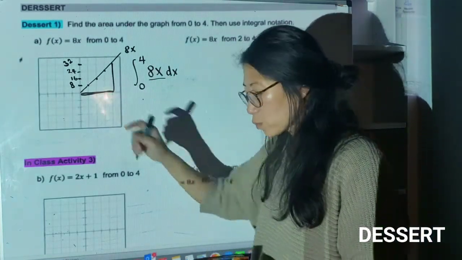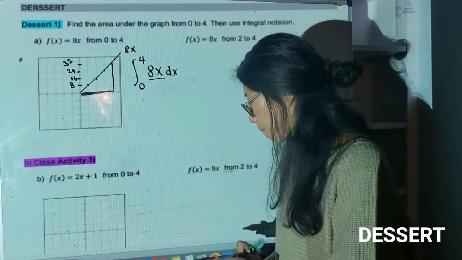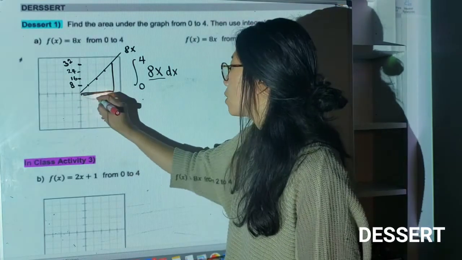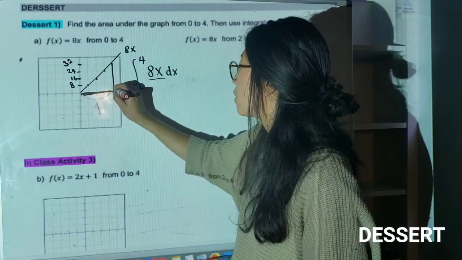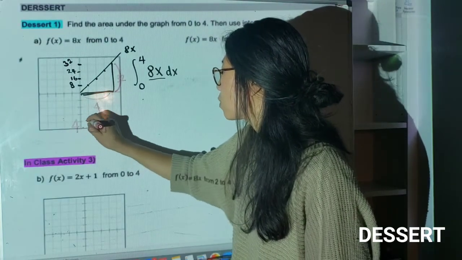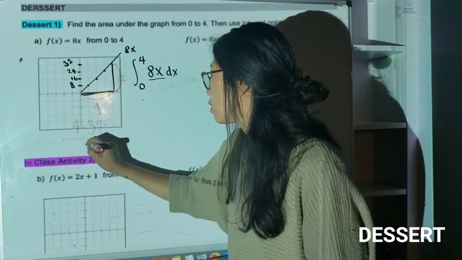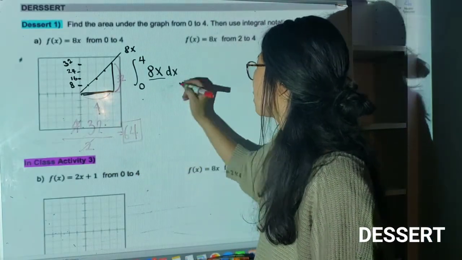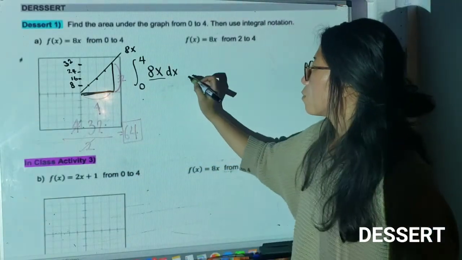Then first let's do it our geometry way, finding the area using a triangle. So this will be 4 and then this will be 32. So 4 times 32 divided by 2 as a triangle, then that gives me 64. So I got the area, it's 64.